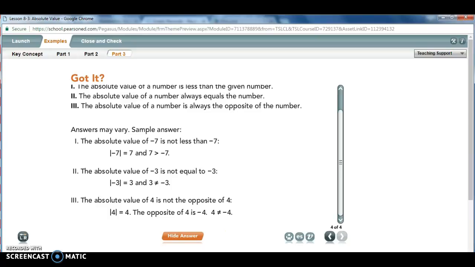That's the end of 8-3 absolute values. If you have questions on this, please come to me in class and ask. This can be a tricky concept. I know the first 2 lessons of this topic were kind of easy. So this is when it starts to get a little bit trickier.